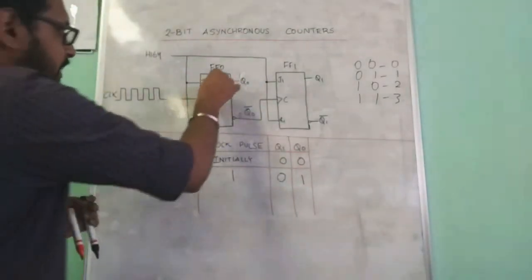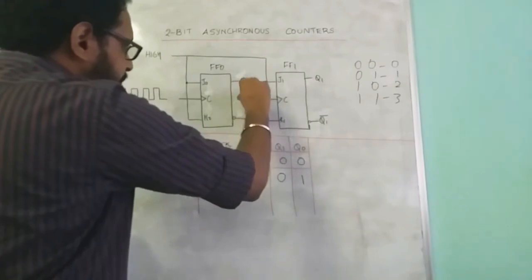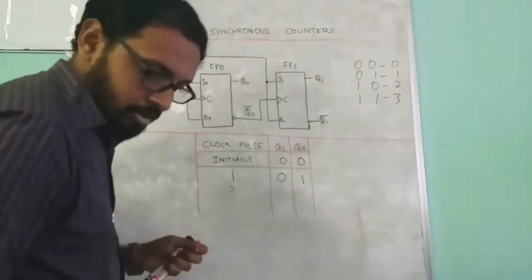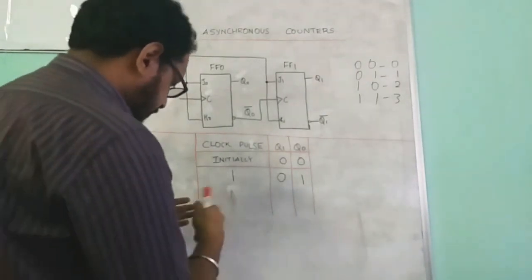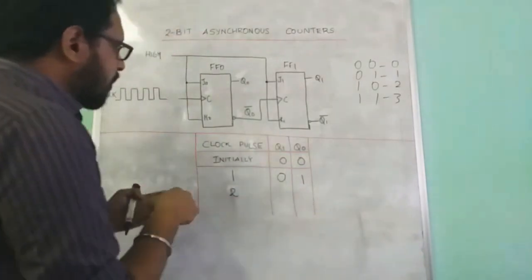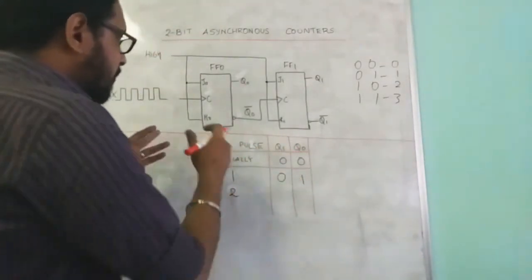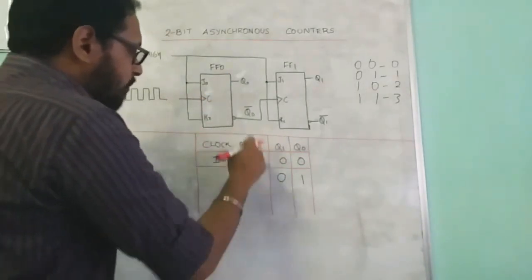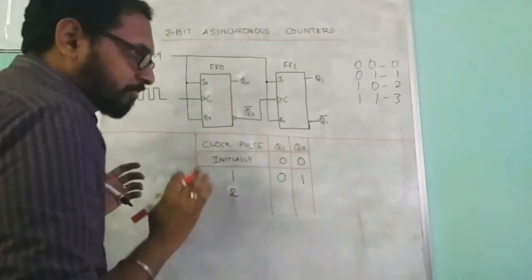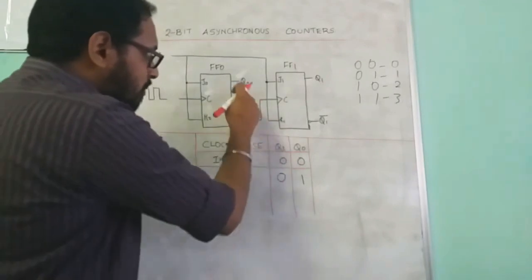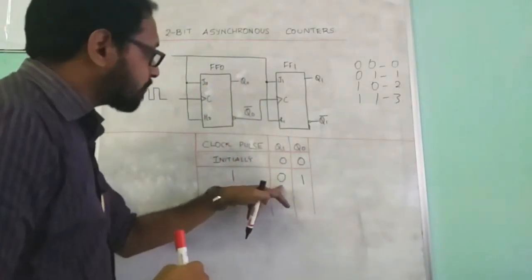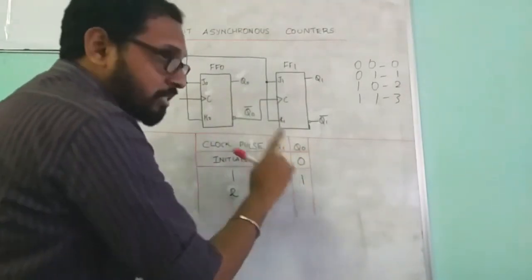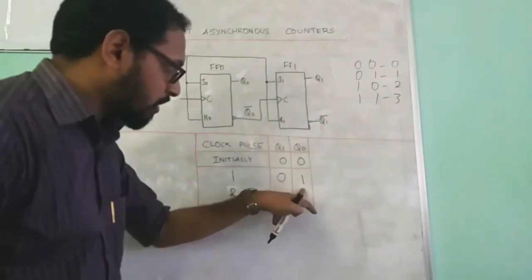Consider the next clock pulse. Clock pulse 2. Okay. When clock pulse 2 reaches, what is the value of Q0 here? It is 0, right? Previously it was, sorry, I also made a mistake. Okay, Q0, the value is 1. Q0, the value is 1, right?